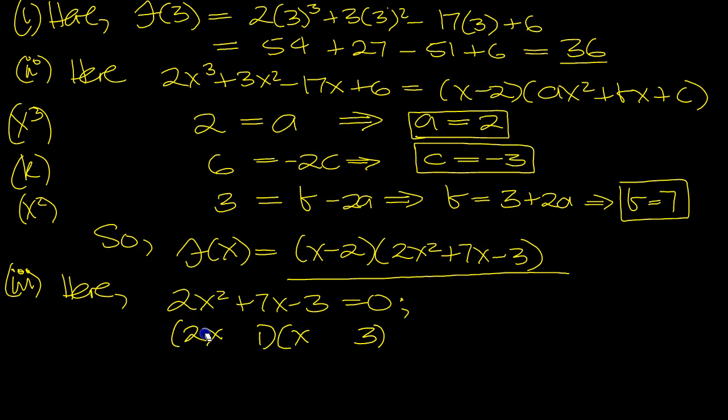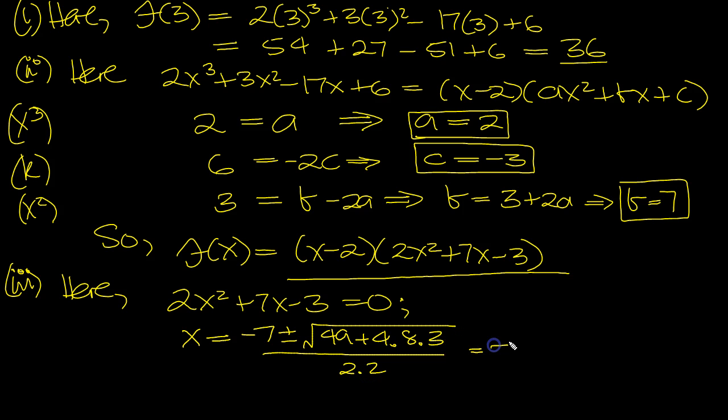So we need to solve the quadratic using the formula. x is equal to minus b plus or minus the square root of b squared, 49, minus 4 times the 2 times the minus 3, over 2a, which equals minus 7 plus or minus the square root of, 4 times a times c, and that became a plus. 8 3s are 24, 24 and 49 is 73, over 4.